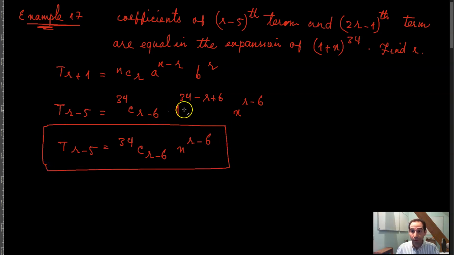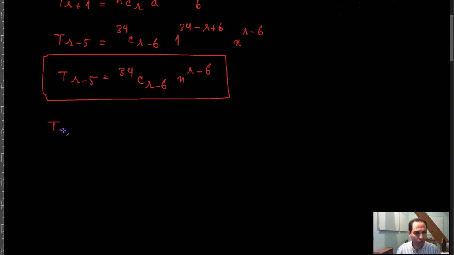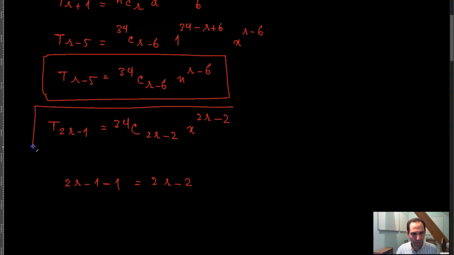Now T of 2r minus 1 is the same thing as, again, your r would be 1 less than that, 2r minus 1 minus 1, which is 2r minus 2. And so that would be 34 combination 2r minus 2, times 1 raised to any power, which is just 1 so we don't have to write it, times x raised to the power 2r minus 2. That is T of 2r minus 1.